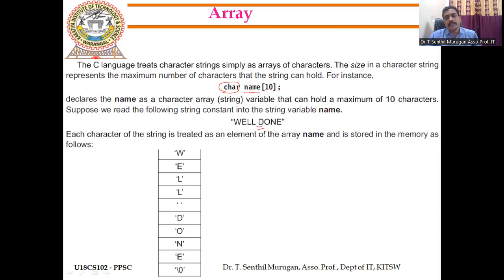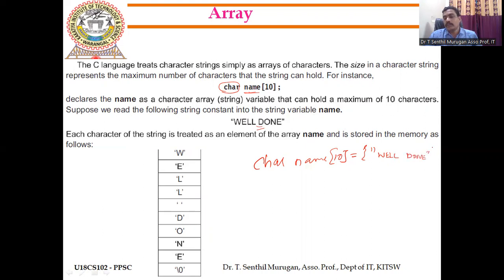So for example, this name, we can assign this value. How can we assign the value? Char name[10] means a maximum of 10 characters will be given. How do you give it? Within the brackets, in double quotes, you can write a maximum of 10 characters. For example, "Well done".